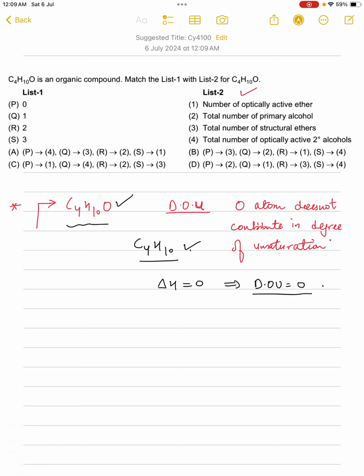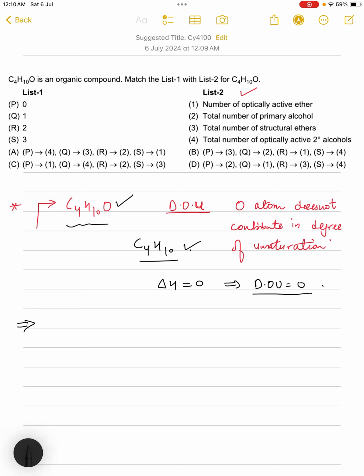So whenever the organic compound is given to us, and if it contains oxygen, simply compare the number of hydrogen atoms of that compound with the corresponding alkane, right? And whatever delta H comes, use that to find the degree of unsaturation. Here in our case, delta H comes out to be 0, so the degree of unsaturation is 0.